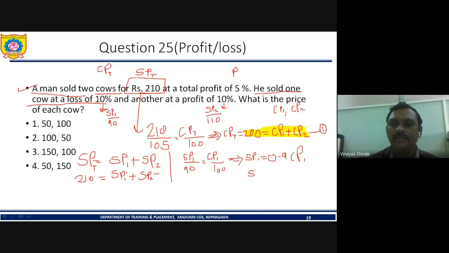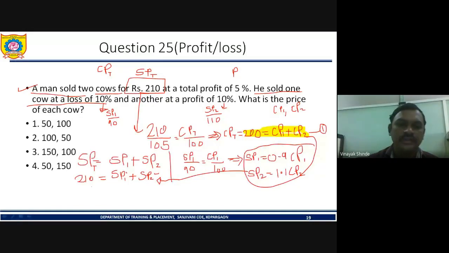Similarly, selling price 2 is 1.1 CP2. So substitute these values in the second equation. Here you will get 210 is equal to 0.9 CP1 plus 1.1 CP2, cost price 2.